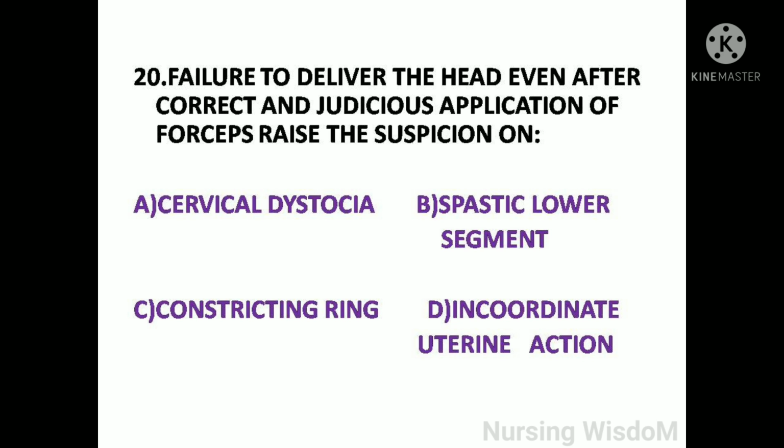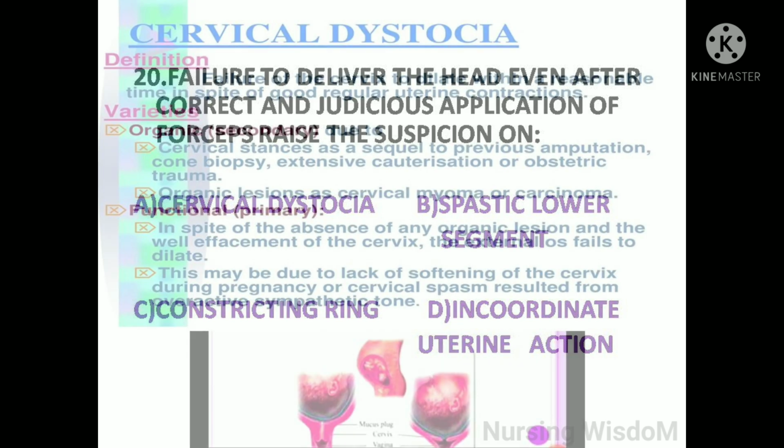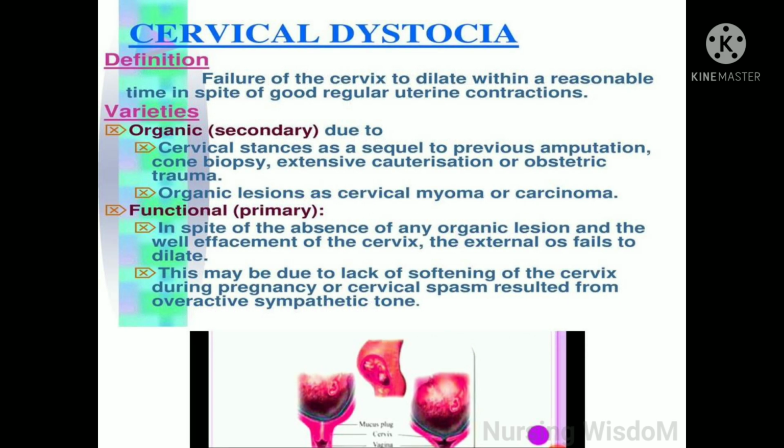Next question, failure to deliver the head even after correct and judicious application of forceps raises the suspicion of option A, cervical dystocia; option B, spastic lower segment; option C, constricting ring; option D, incoordinate uterine action. Cervical dystocia means failure of the cervix to dilate within a reasonable time in spite of good regular uterine contractions.